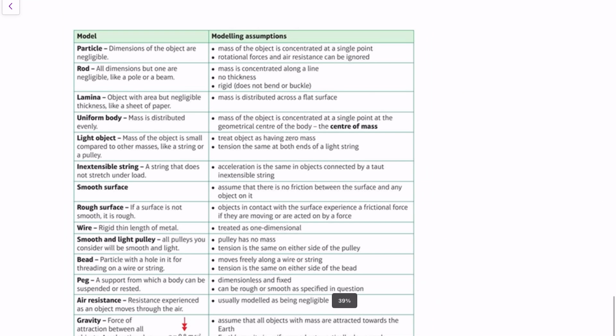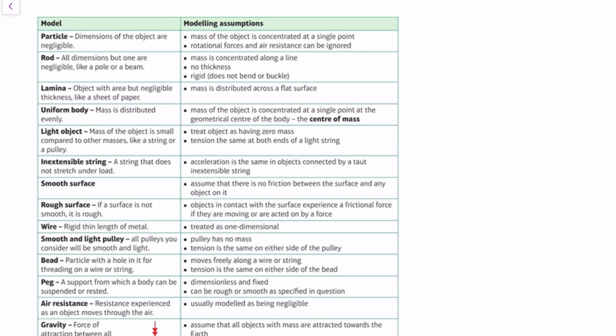The last thing I need to go through is the modeling assumptions that you need to memorize for the exam. So the key ones that you need to know: light. When we talk about a light string, you talk about tension being the same. The assumption that we made is the tension is the same at both ends of a light string. In an inextensible string, acceleration is the same in objects connected by a taut inextensible string.